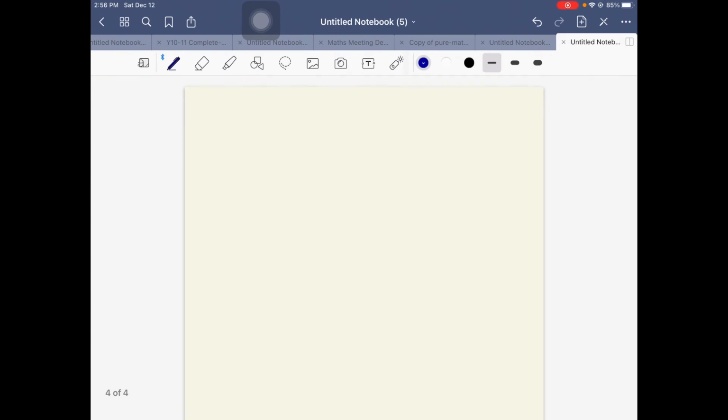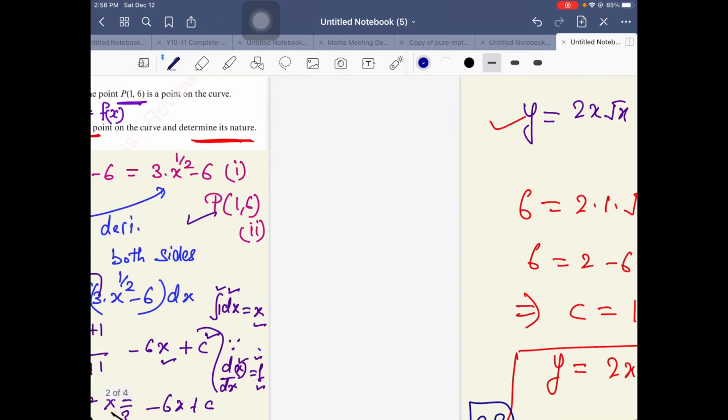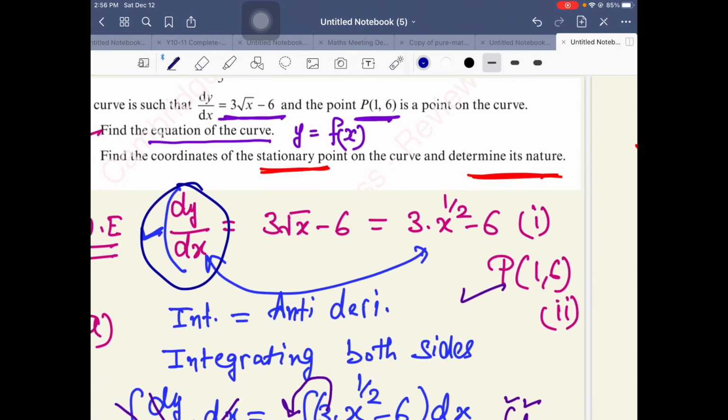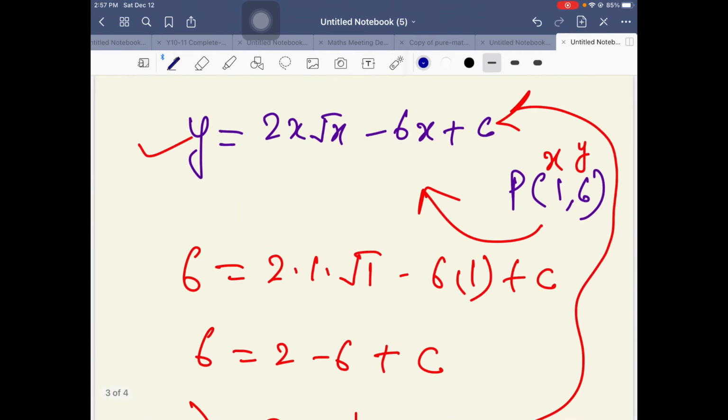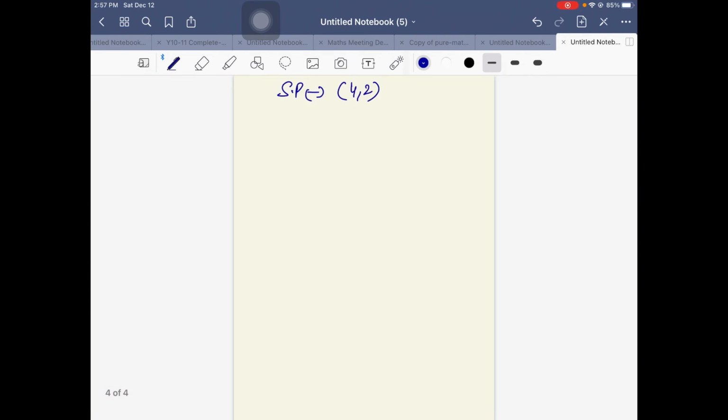Okay, right here now, the stationary point is (4, 2). The next target is to find the nature of this. We got the coordinates of the stationary point already, and now the next target is to find its nature. What is the nature? Whether this stationary point is a maximum or a minimum.